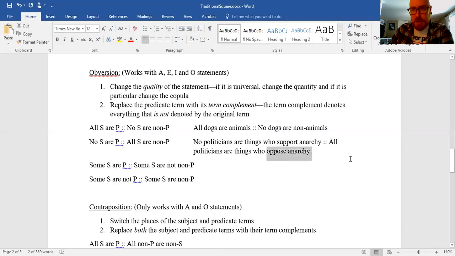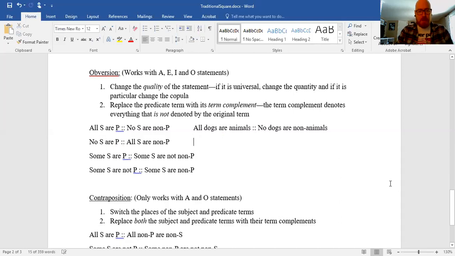So if your predicate term is a descriptive phrase, it does take a little bit of ingenuity to figure out an appropriate term complement. Now, same with proper names. If your original statement is something like "All philosophers are people identical to..." well, if your predicate term is a proper name, you have to use the identity relation, and then you would say something like "people not identical to." So all SRP by obversion is logically equivalent to no S R non-P.